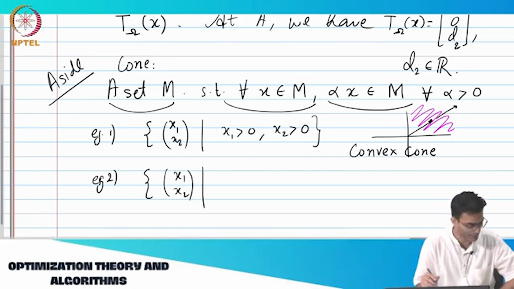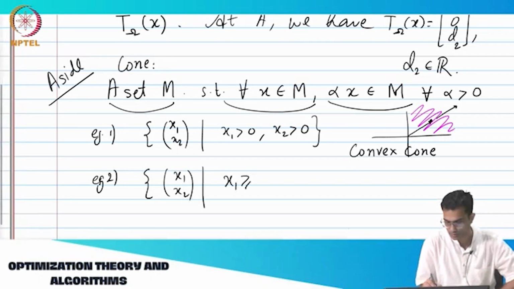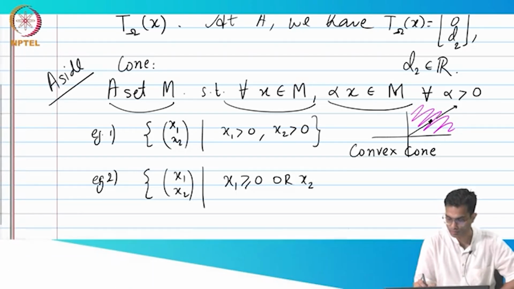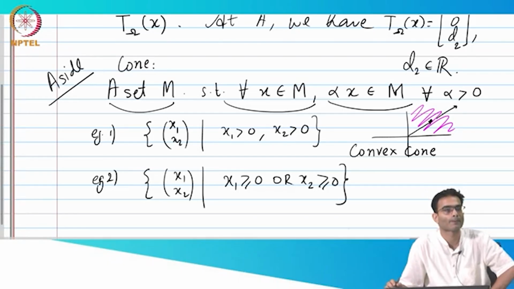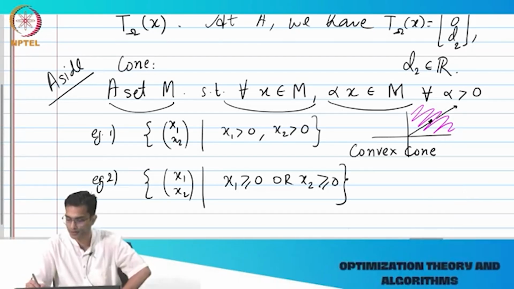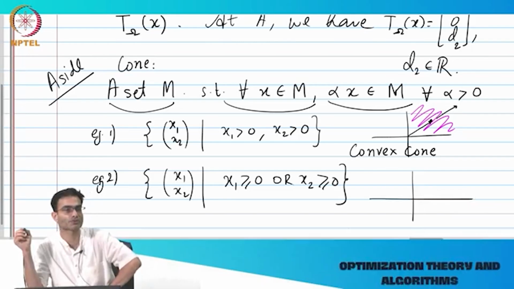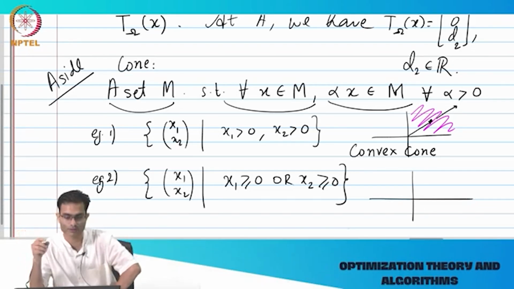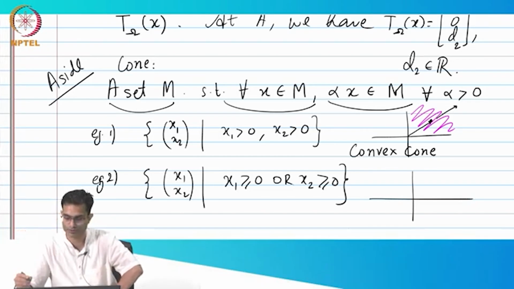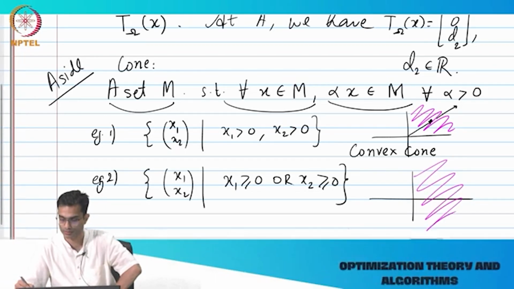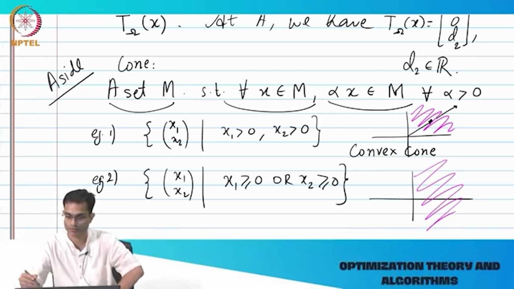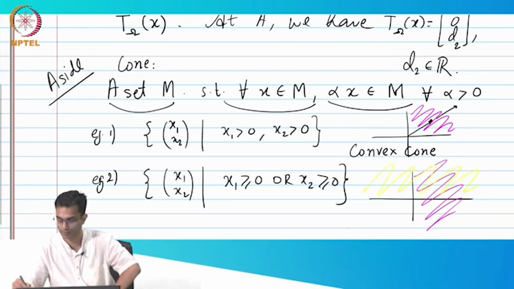Okay. Just to make sure that you don't get the idea that all cones are always convex, let's take another example. I'm going to define a new set like this. So x1 greater than or equal to 0 is going to be which region? The right half plane, right? It's going to be this. And x2 greater than or equal to 0 is going to be the upper half plane.